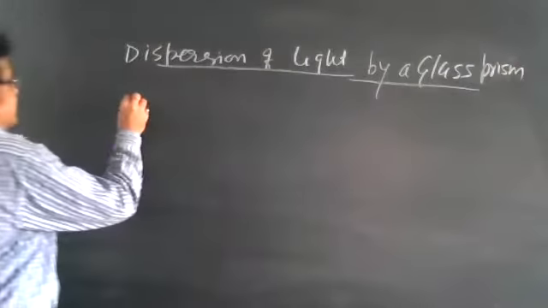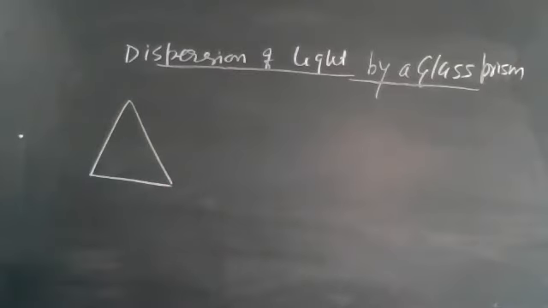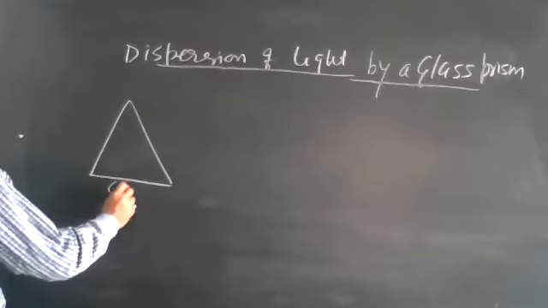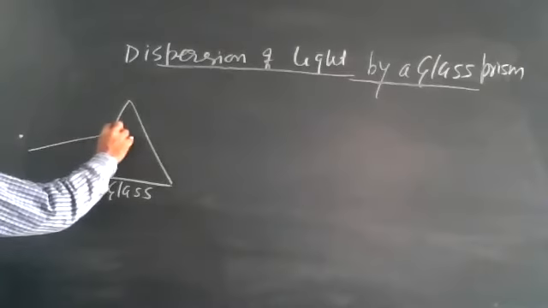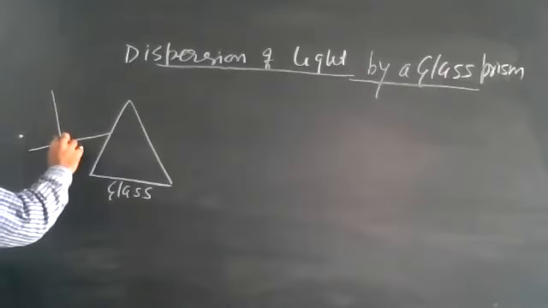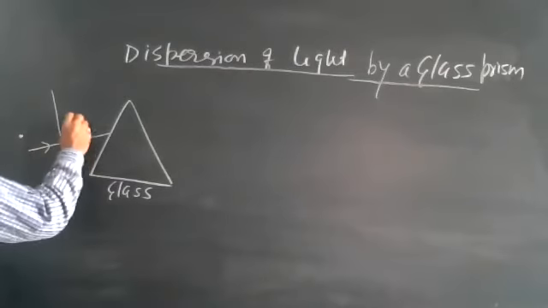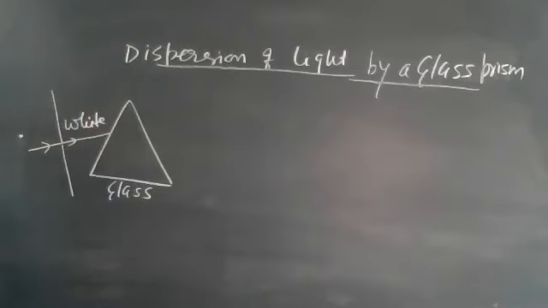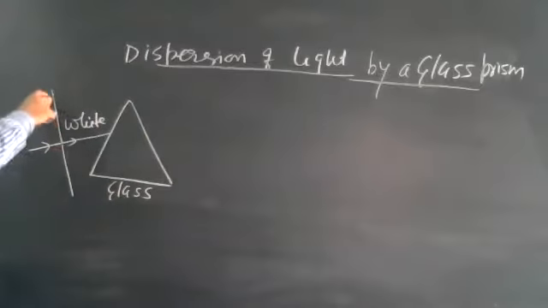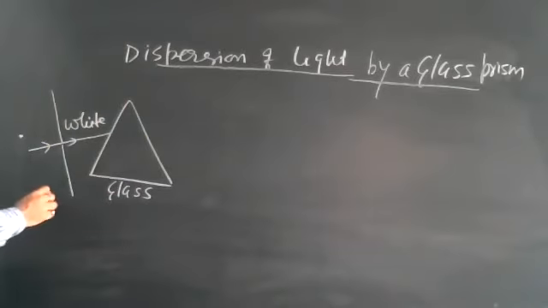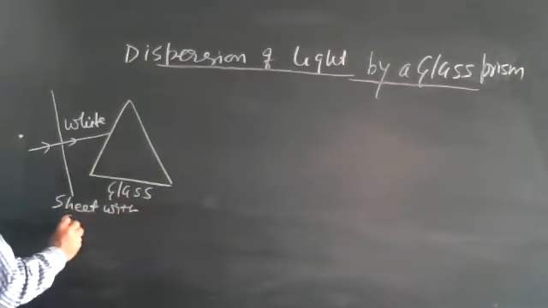Dear children, see that this is the prism here. On the front face of the glass prism, a white light from sun or any other source comes through a narrow hole on a cardboard. Here is a cardboard and white light is coming through a narrow hole. A narrow hole is on the cardboard sheet with a pinhole. You can write here: sheet with a pinhole.